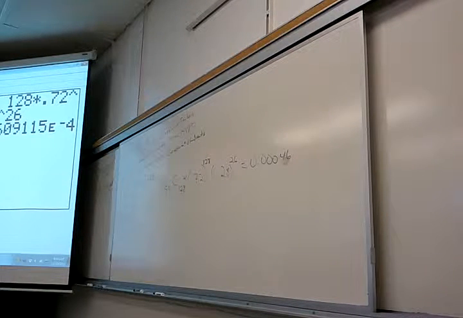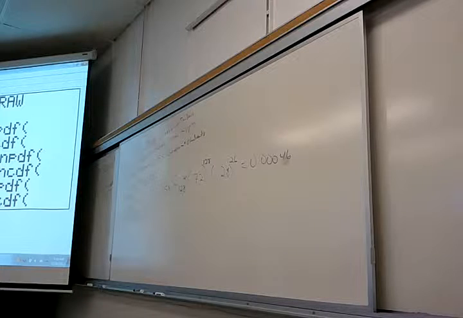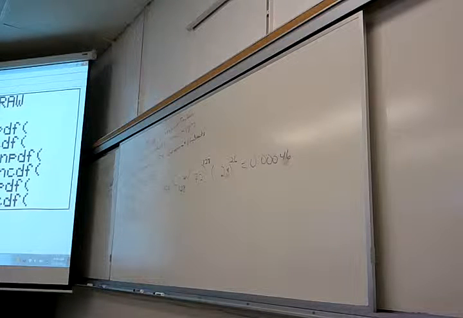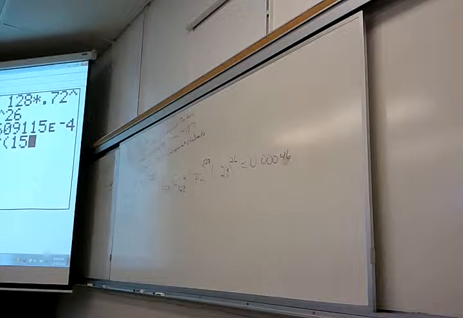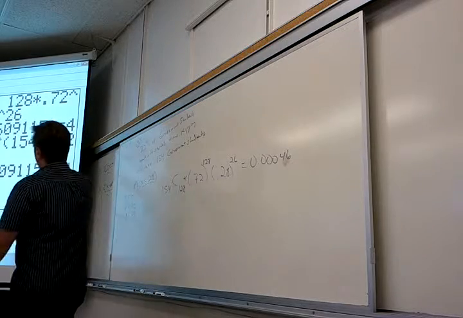Go to second vars to get up into distributions. Then you can go over to binomial. Which one do I want? I want a particular value, not a cumulative. I want it to be exactly 128. The input is just n, comma, p, comma, x. And not surprisingly, it's the same answer because the calculator just does that formula.